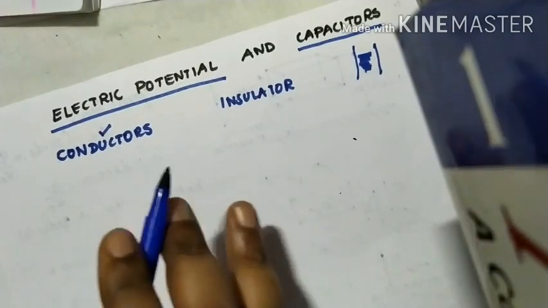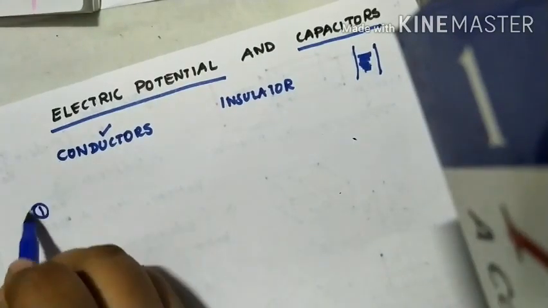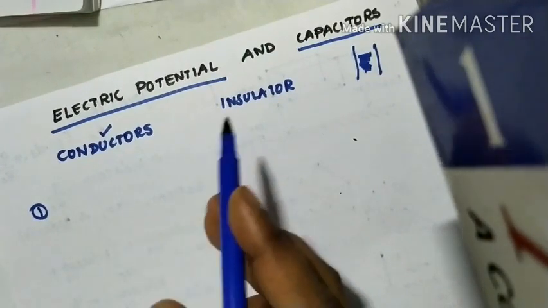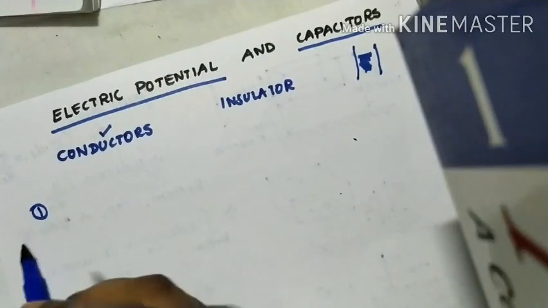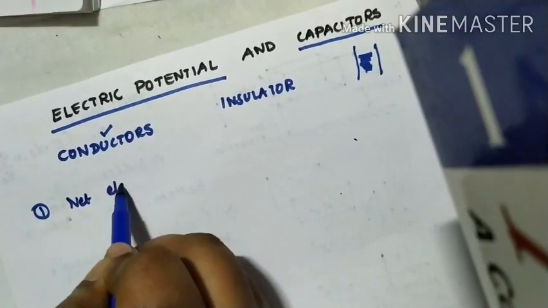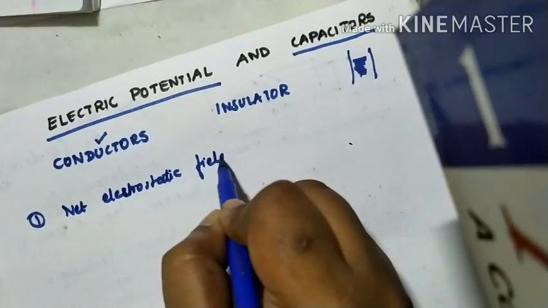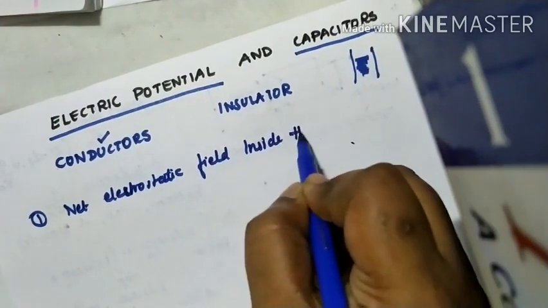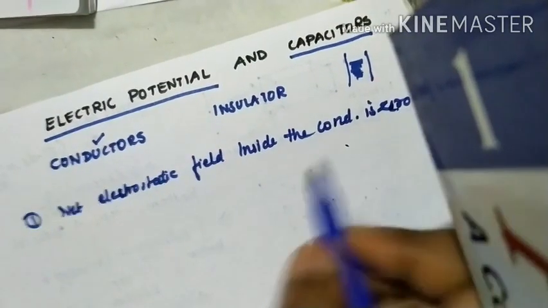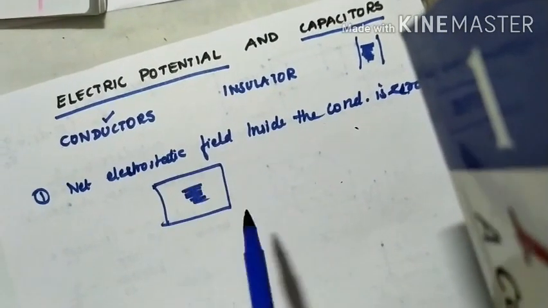Conductors. So what are the characteristics of a conductor when it is placed in an external field? That is the first point. What are the characteristics of a conductor when it is placed in an external field? So the first important point is: net electrostatic field inside the conductor is 0. Now, it just means that if you consider a conductor, inside it there is no electrostatic field.